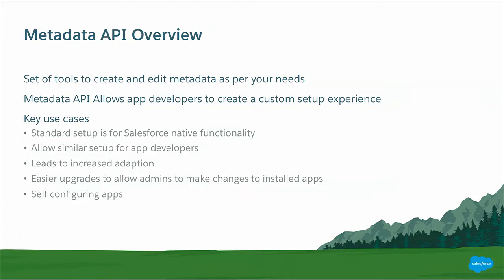The third is self-configuring apps. What this means is that an app can potentially look at how Salesforce is set up, and then behave accordingly. So for example, you can ask: is the app using person accounts or not? Is the app using the standard order object or not? And then behave accordingly. That is what self-configuring apps are, which can potentially be done using the custom metadata APIs.